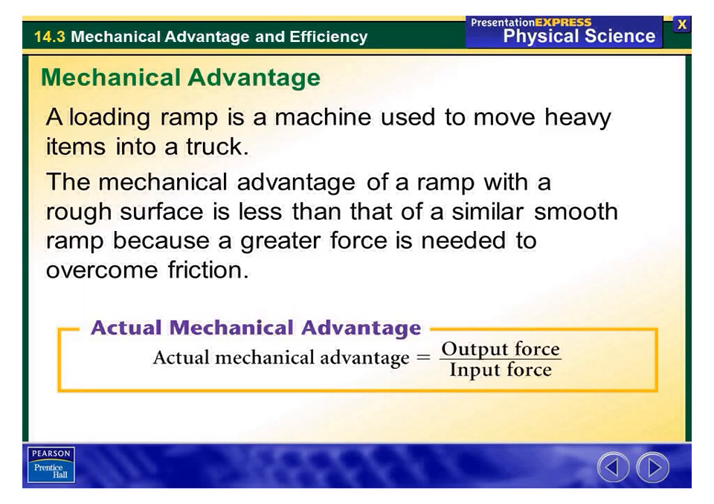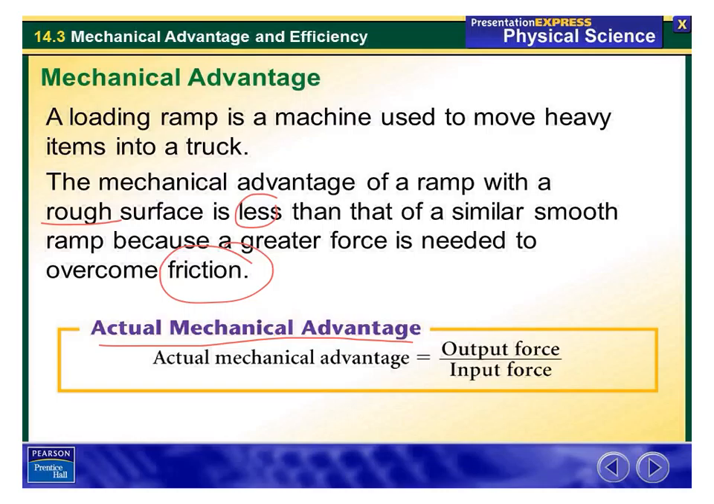Now let's take a look at the concept of actual mechanical advantage. You can see this example in your book. A loading ramp is a machine used to move heavy items onto a truck. The mechanical advantage of the ramp with a rough surface is less than that of a similar smooth ramp because of greater force needed to overcome friction.